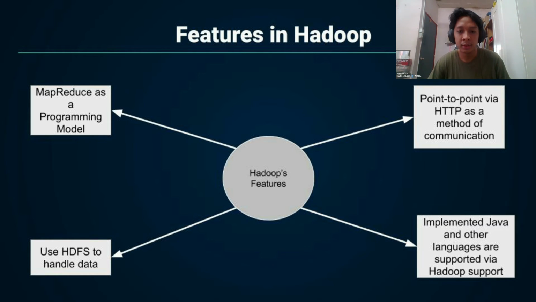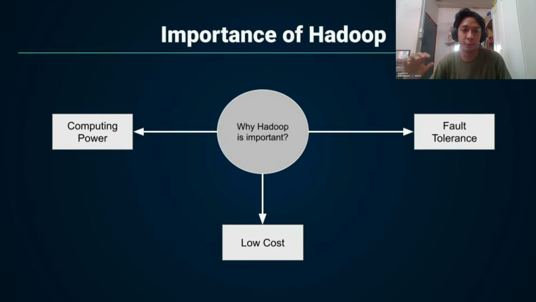So what is the importance of Hadoop? The first one is computing power. Hadoop's distributed computing model processes big data very quickly. It is fault tolerant, which means that data and applications are protected against hardware failure. And the last one is the fact that it is low cost. That means this open source framework is free and uses commodity hardware to store large quantities of data.